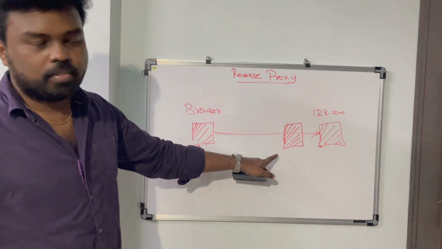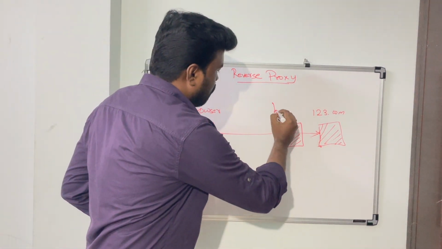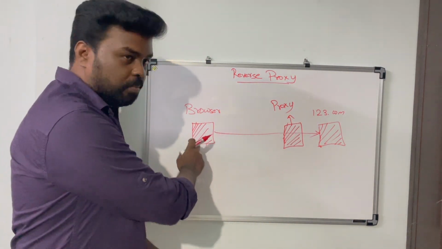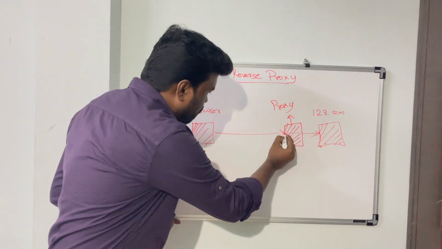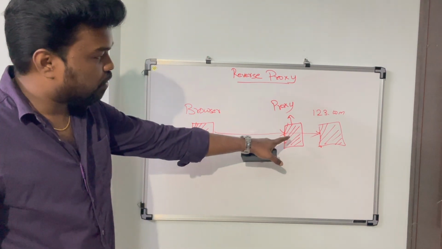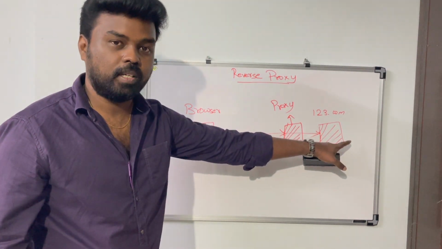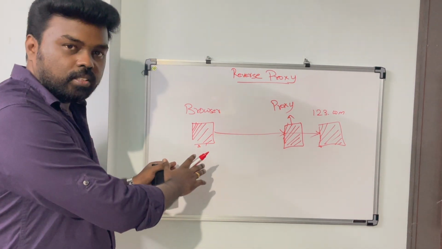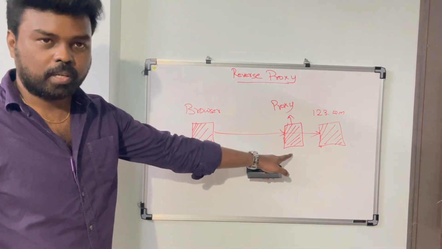We can call this server a proxy server. So now basically what happens is the browser will send the request to the proxy server, and then the proxy server will forward the request to the 123.com application server. So now all the browser needs to know is only the identity of the proxy server.